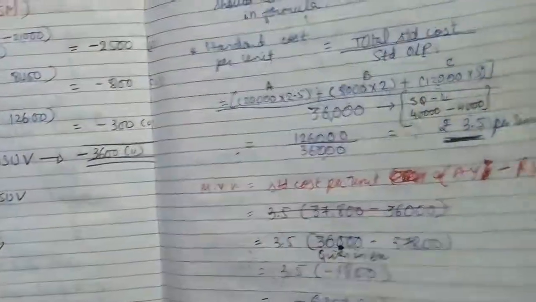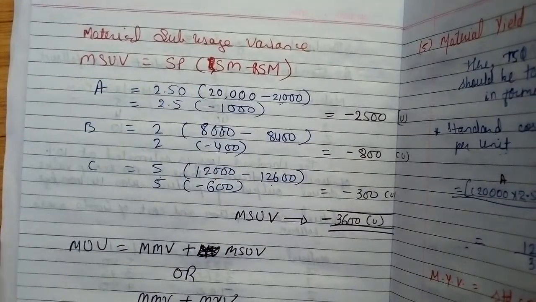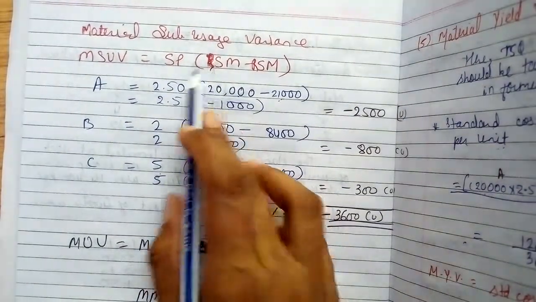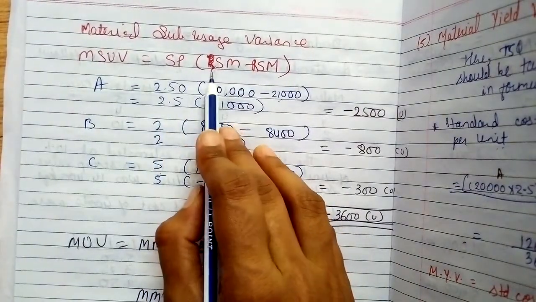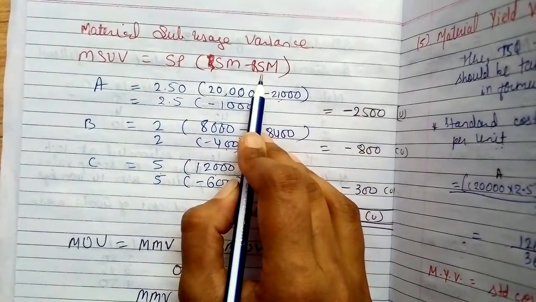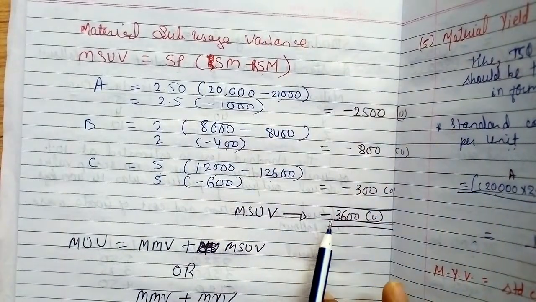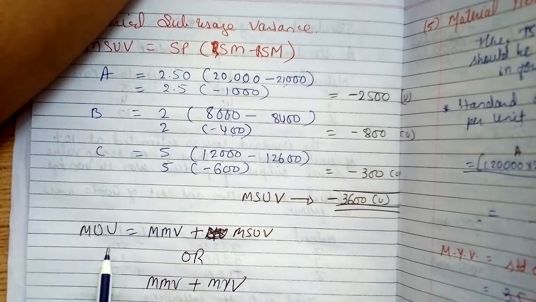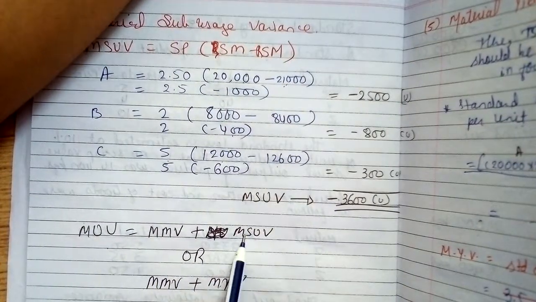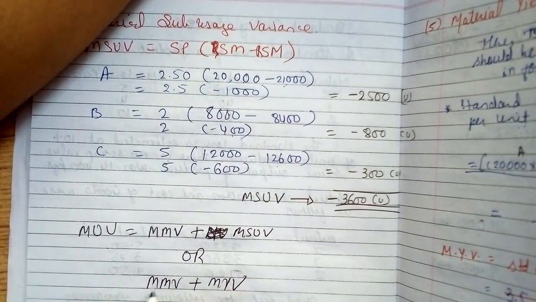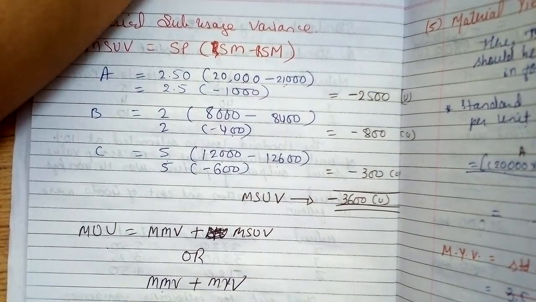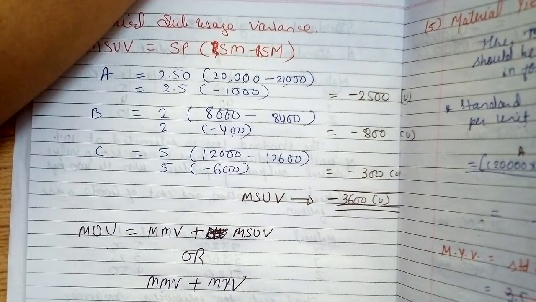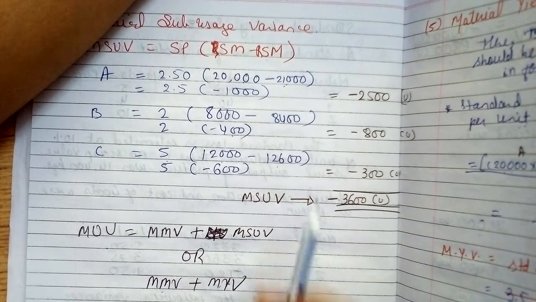I have also calculated material sub usage variance over here for your reference. So standard price into bracket revised standard mix minus revised standard mix. So that is 3600 unfavorable. So material usage variance will be material mix variance plus sub usage, or material mix plus material yield. Okay, you can calculate this. So this is the answer of your sub usage variance.